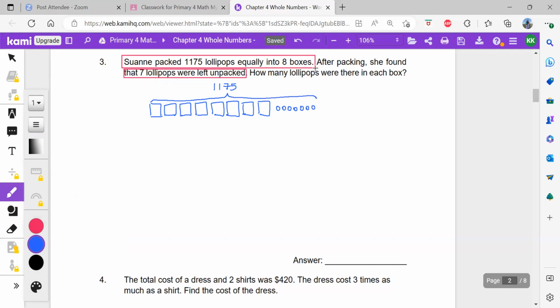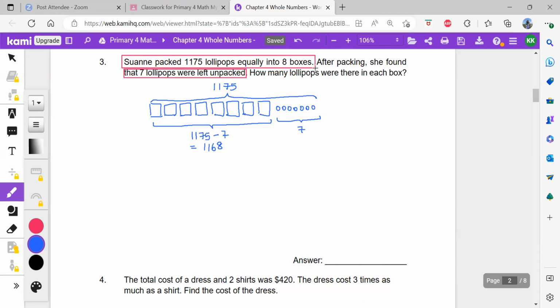Right, so now looking at this picture that we've just drawn, can you tell how many lollipops are there in these 8 boxes? We can, right? Because I know that there are 7 lollipops left unpacked, which means that the number of lollipops in these 8 boxes is 1,175 take away the 7 that is unpacked. And that will give me 1,168 lollipops that are packed in these 8 boxes.